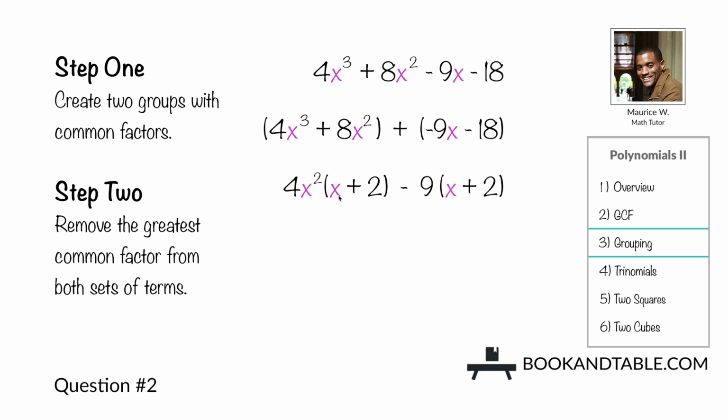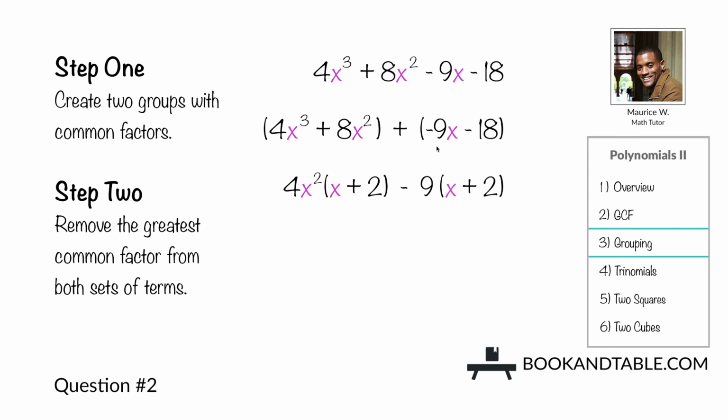The second factor would then be 4x cubed divided by 4x squared, which would be x. 4 divided by 4 is 1. X cubed divided by x squared is x. 1 times x is x. Divide the second term by the common factor, giving us 8 divided by 4, which is 2. X squared divided by x squared is 1. So 2 times 1 is 2. So we get 4x squared times x plus 2 here.